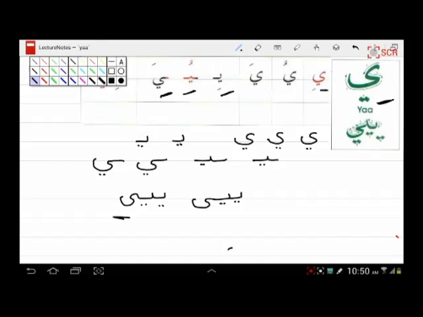Now that's for this group. The other letters, excluding the non-connecting letters, we started with the pa, va, kaf, mim, ha, and ya, and there remains only one group in the writing, and then we start getting the letters together. So stay tuned for the next episode to learn the last group.